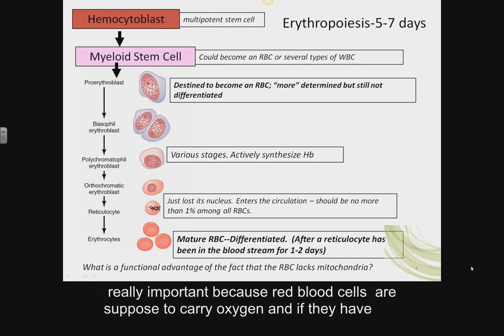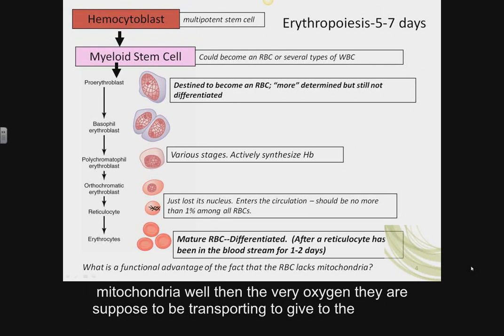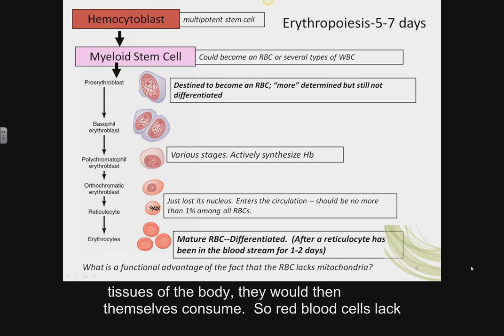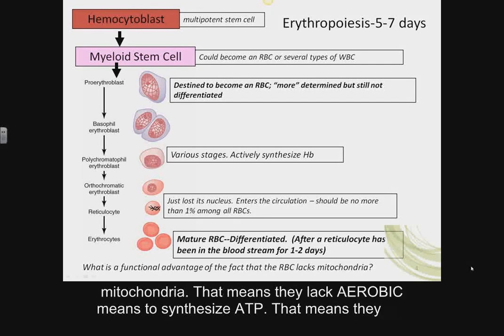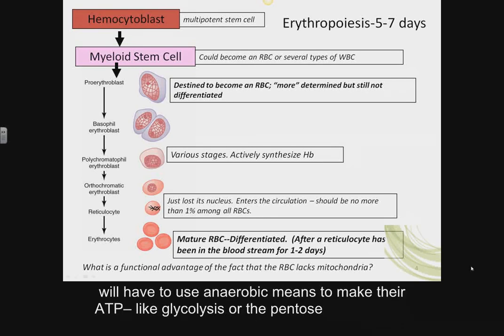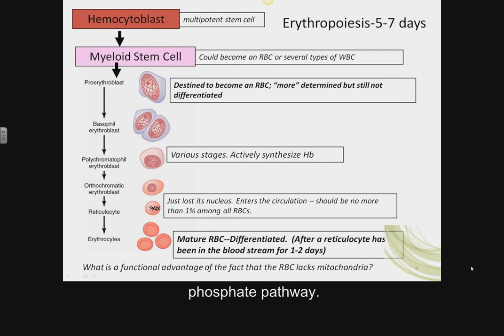And that's really important because red blood cells are supposed to carry oxygen. And if they have mitochondria, well, then the very oxygen they are supposed to be transporting to give to the tissues of the body, they would themselves consume. So red blood cells lack mitochondria for good reason. It also means they lack aerobic means to synthesize ATP. That means they will have to use anaerobic means to make their ATP, like glycolysis or the pentose phosphate pathway.